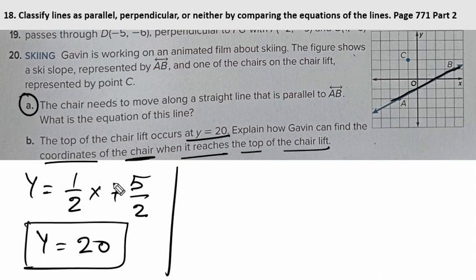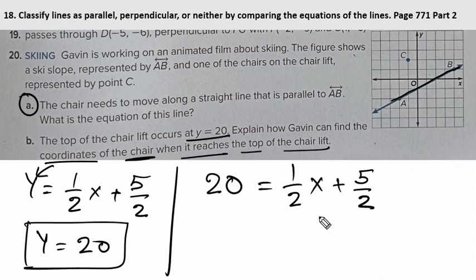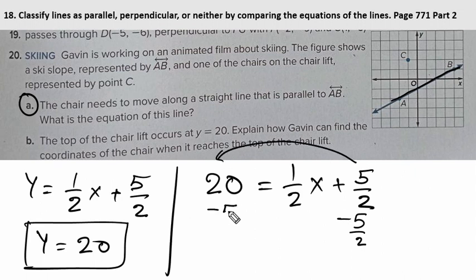So what do we do? We know the parallel line equation for this. Now we just have to substitute the value here. So y equals 20, 1 over 2 x plus 5 over 2. You just have to solve this equation. You can do it using the calculator, which I've discussed in the class. If you don't want to do that, you can use the steps. How will we do it? You will subtract 5 over 2 from both sides, or you just move it here. This is positive, so it becomes negative. That will cancel. 20 minus 5 over 2, solve this.